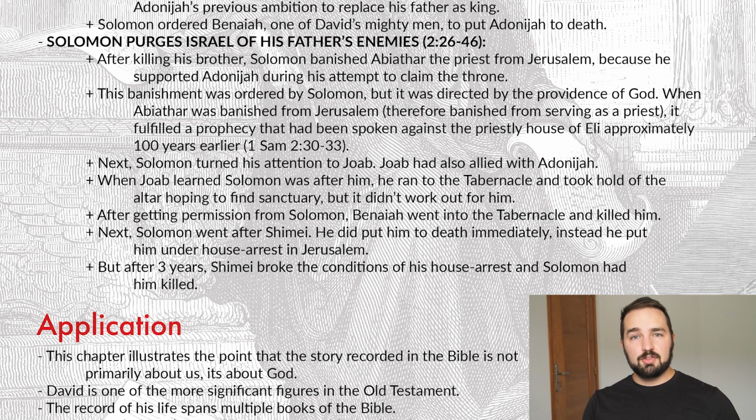Next, Solomon went after this last guy, Shimei. Now, he didn't initially put Shimei to death. Instead, he put him under house arrest in Jerusalem. But 3 years later, Shimei broke the conditions of his house arrest, and Solomon had him put to death. So we see here the strengthening of Solomon's throne, and that's only going to get stronger and stronger as we go into the next couple chapters.